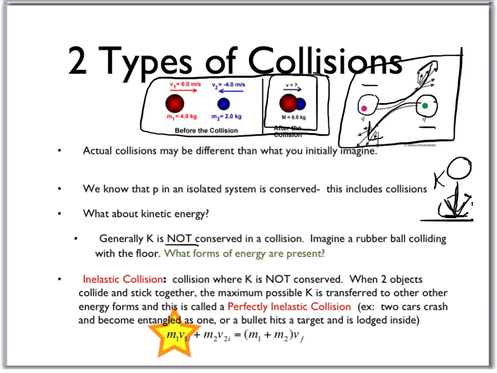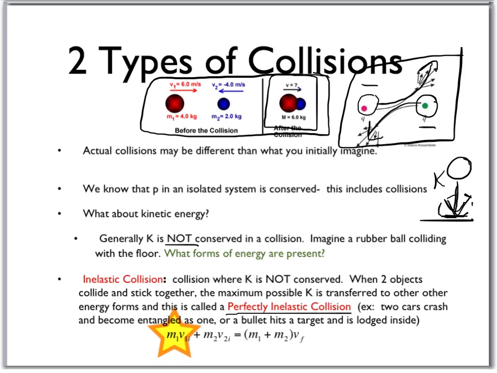This is when two objects collide and stick together to create really a maximum possible transfer of kinetic energy to other energy forms, and that would now be called a perfectly inelastic collision. So anytime we have two things that are colliding and then sticking together upon that collision, we would call that a perfectly inelastic collision, and that's where the maximum amount of kinetic energy is lost or transferred to other forms. This might be two cars that are crashing and becoming entangled as one. It might be a bullet that's hitting a target and then becoming lodged inside of that target.